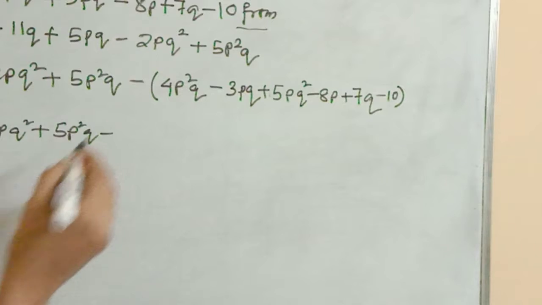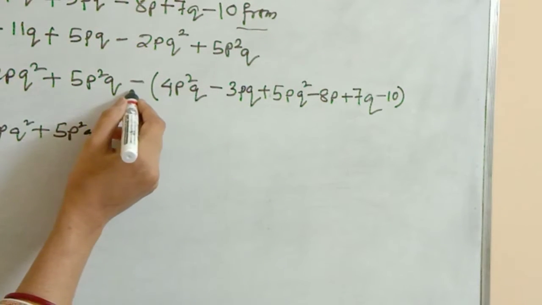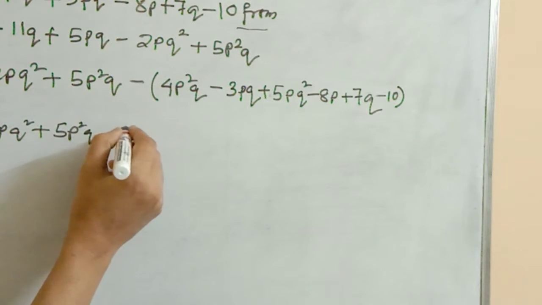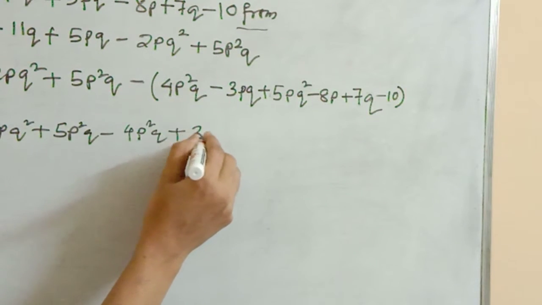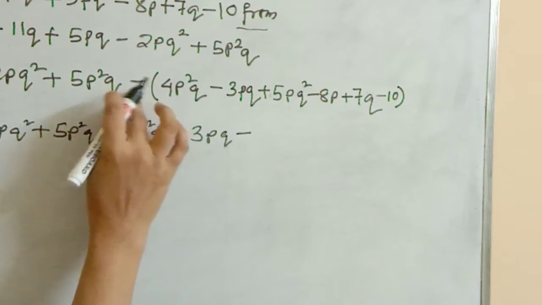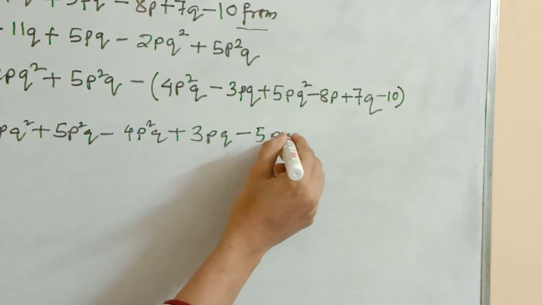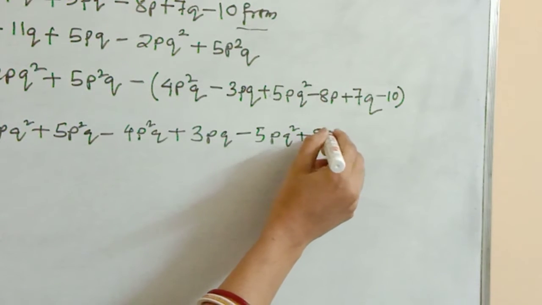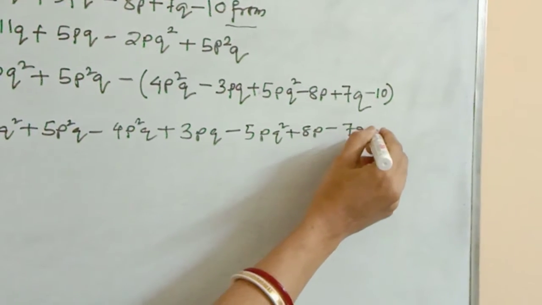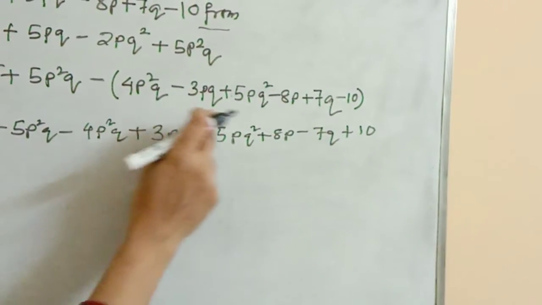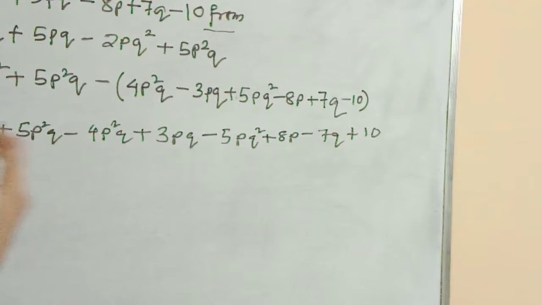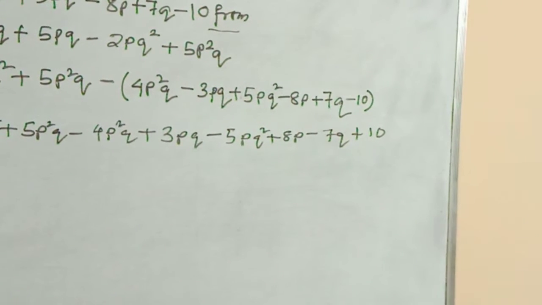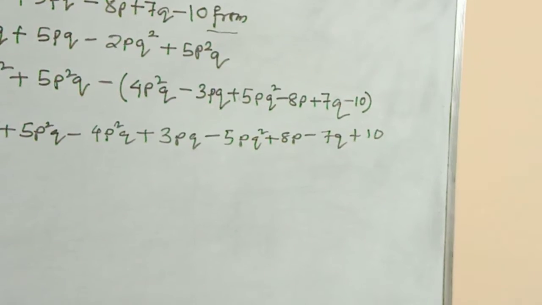After that you have to change the signs, because the minus sign is outside. So minus 4p square q, then minus minus plus 3pq, minus 5pq square plus 8p minus 7q plus 10. All the signs inside the bracket have been changed, and because minus is outside, you give the inverse of the sign inside the bracket, just the opposite of the sign.